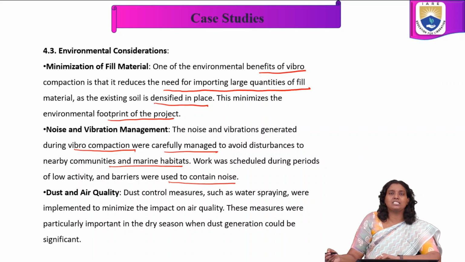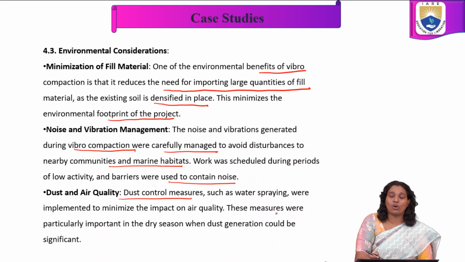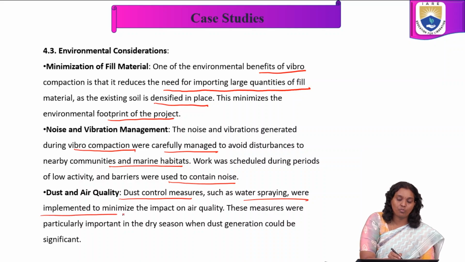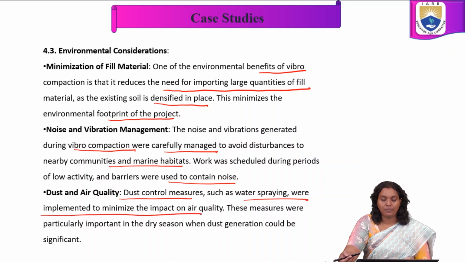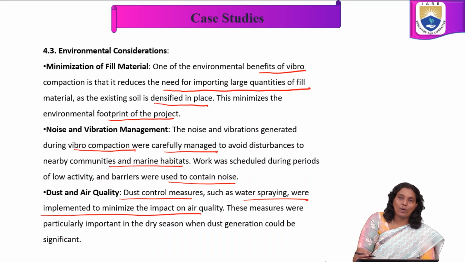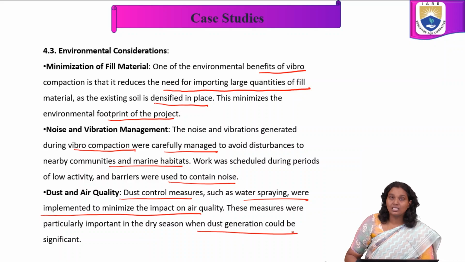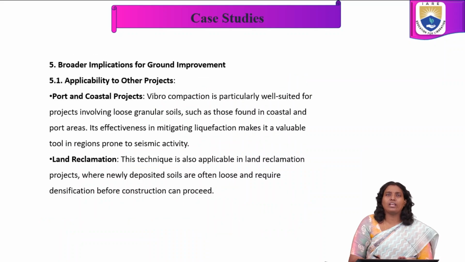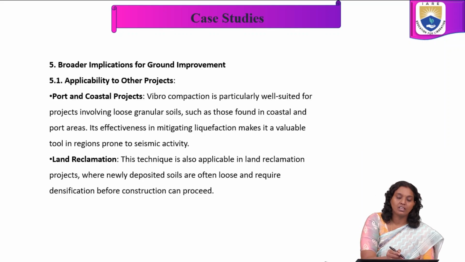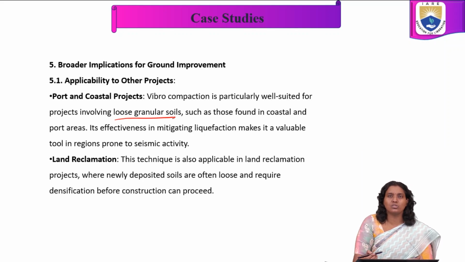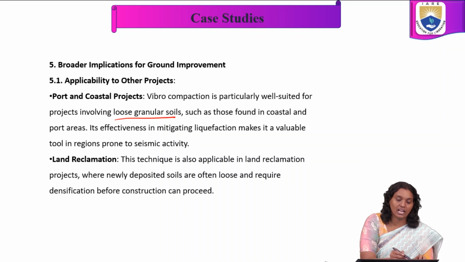As a part of dust and air quality, dust control measures such as water spraying were implemented to minimize the impact on air quality. These measures were particularly important in the dry season when dust generation could be significant. In broader implementation of ground improvement and applicability to other projects, vibro compaction is particularly well suited for projects involving loose granular soils such as those found in coastal and port areas.